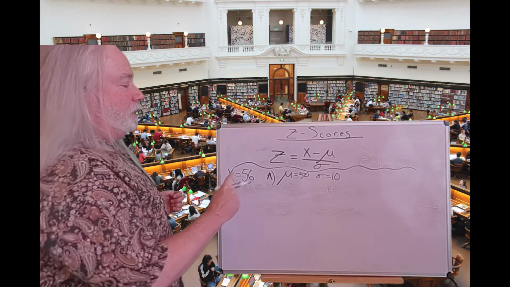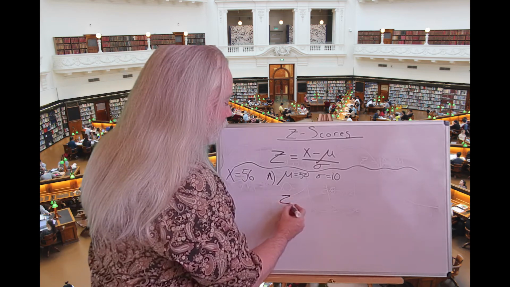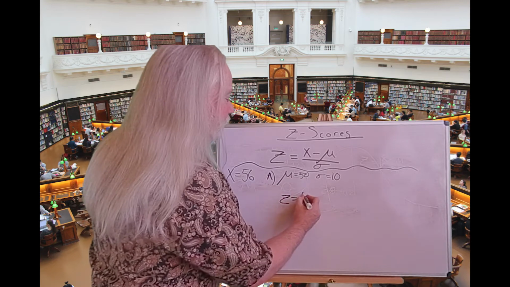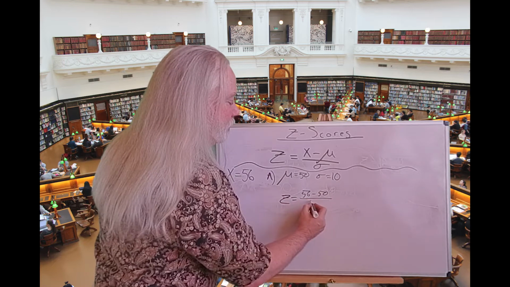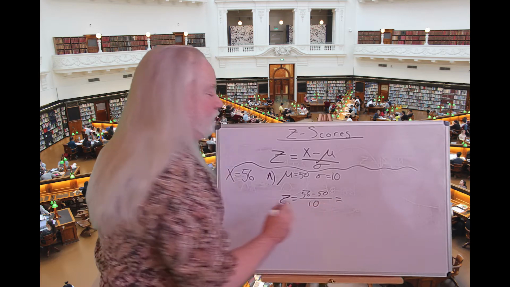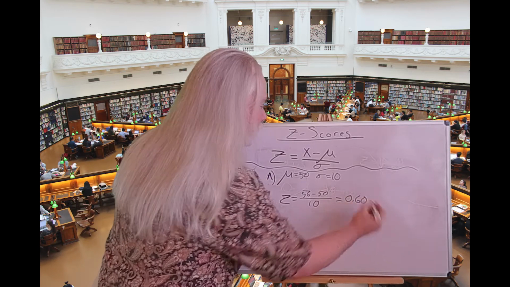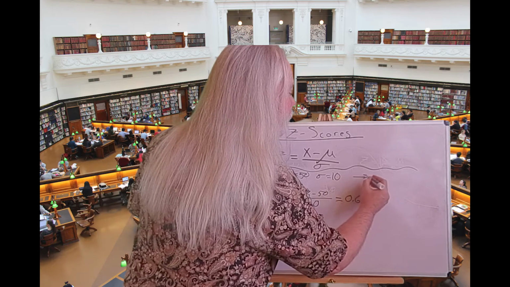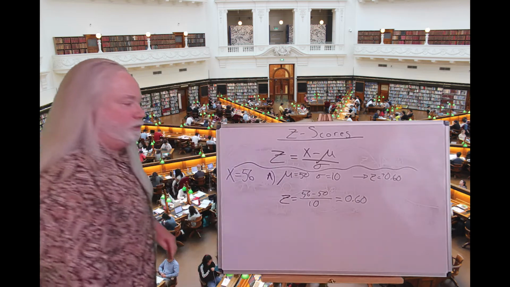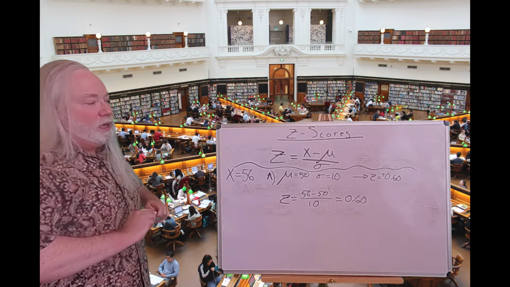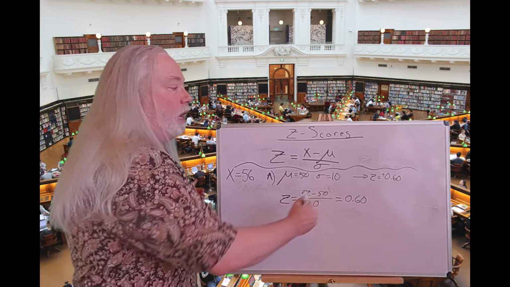But if we work the formula on this, because we want to know where that score is exactly, our raw score is 56. Our population mean is 50. Standard deviation is 10. So 56 minus 50 is 6. 6 divided by 10. So the z-score equivalent for this is positive 0.60. So it is exactly 6/10ths of the standard deviation above the mean.